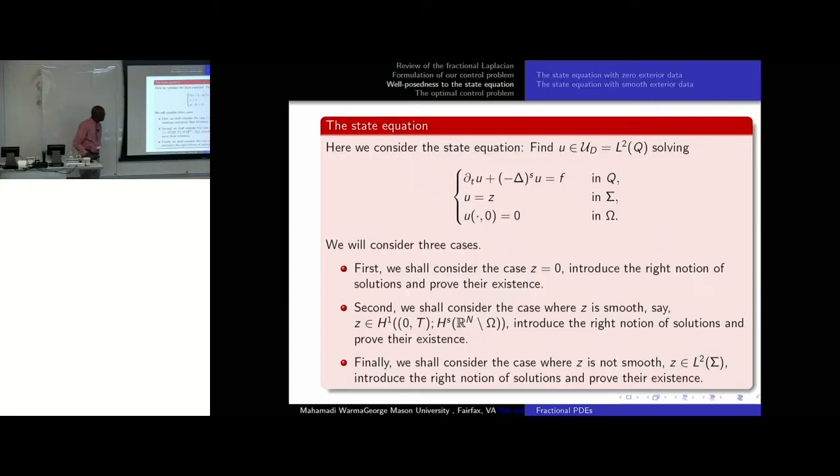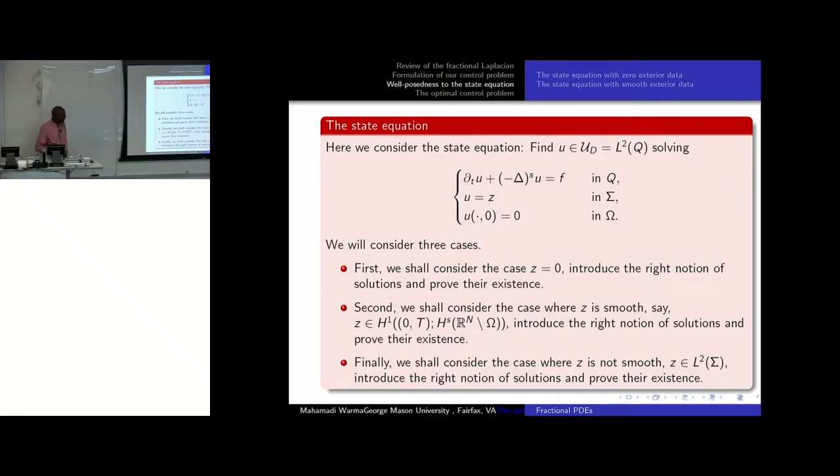Then here, first, let's see, our state equation is: we want to find the function u in L2 of Q solving this state equation. This means we have u_t plus (-Δ)^s u is f in Q, and u is z in Σ. Then to solve it, we will consider three cases. First, the case where z is 0, that is very easy to solve. The second one, we will consider z is smooth. That will also be easy to solve.